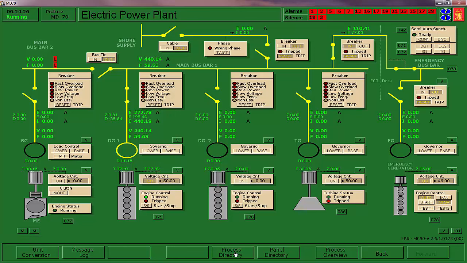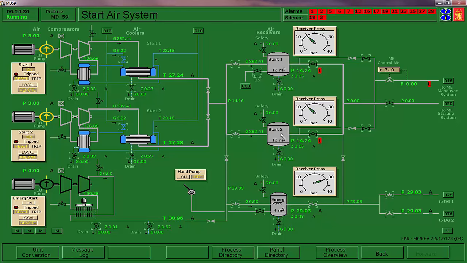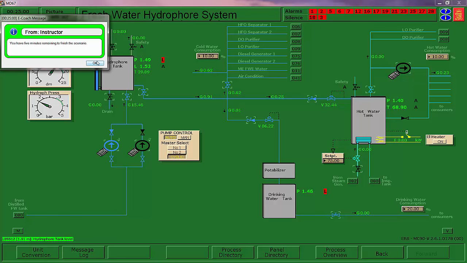All right. Let's go look at our start air system. Pressure's coming up nicely. A little faster than what you'd have in real life. Potable water. All right, we're close. May let this fill for just a little bit longer. We're coming up on 25 minutes, and you notice I haven't been in any particular hurry, and I'm basically done. All right, there's 25 minutes.